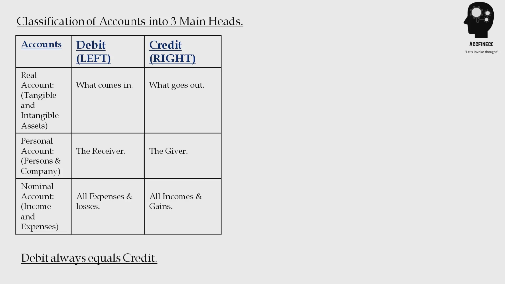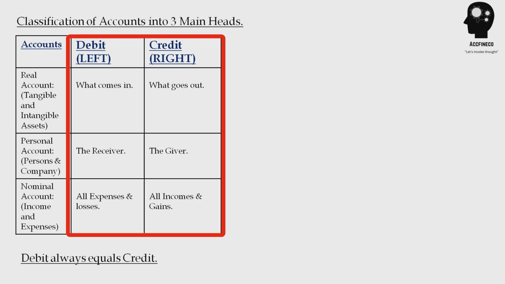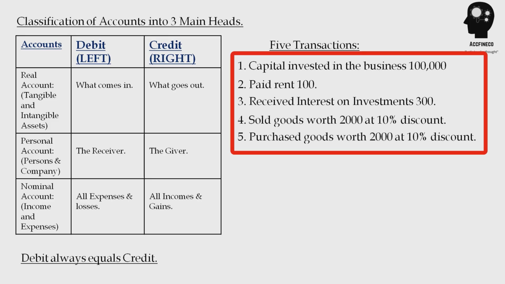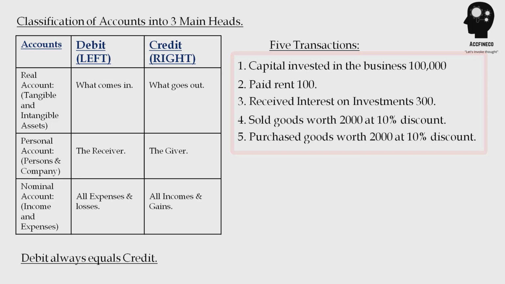Previously, we saw three main types of accounts, which were the real account, the personal account, and the nominal account, along with their guidelines. Please take a screenshot of the same or pause the video to note it down. So now, we take a look at 5 different transactions, taking each transaction and extracting 2 or 3 accounts that are affected. For example, I purchase fruits for 100.